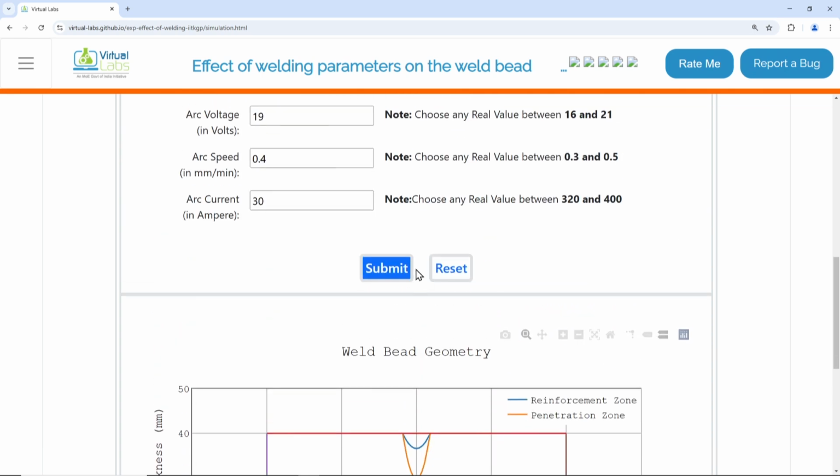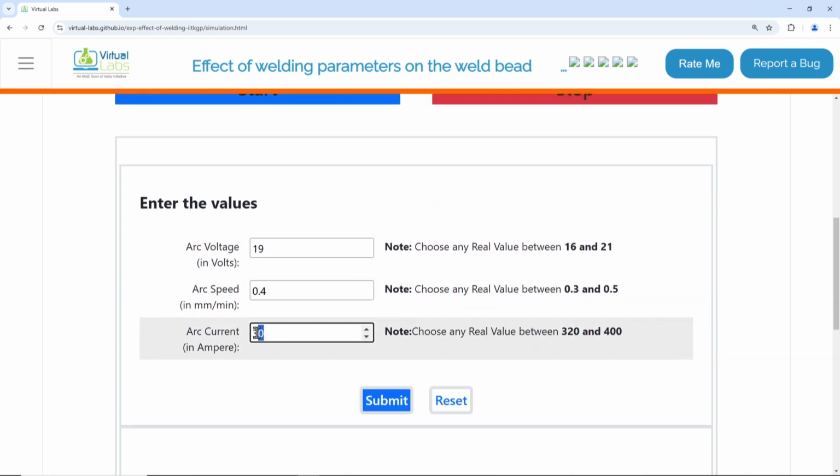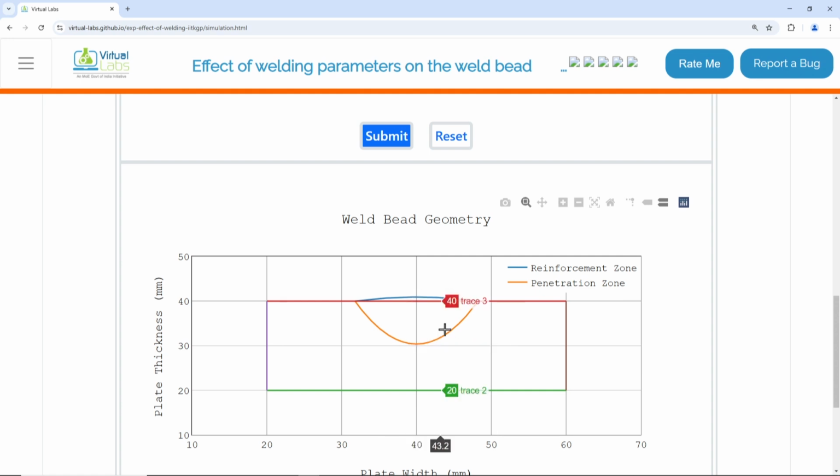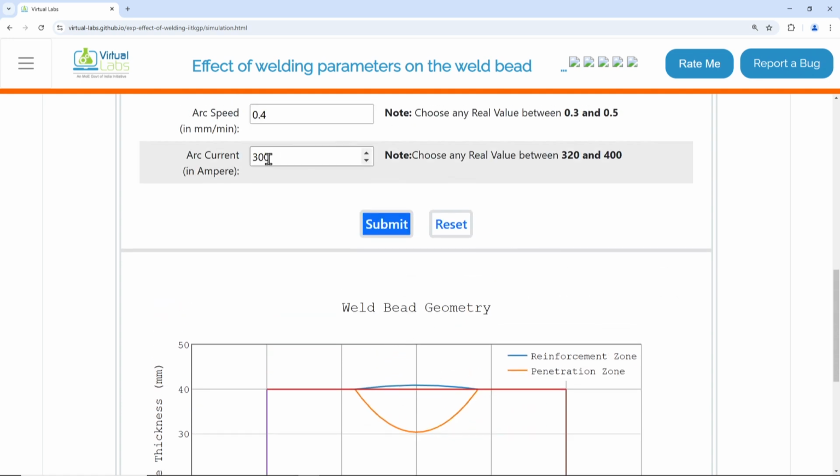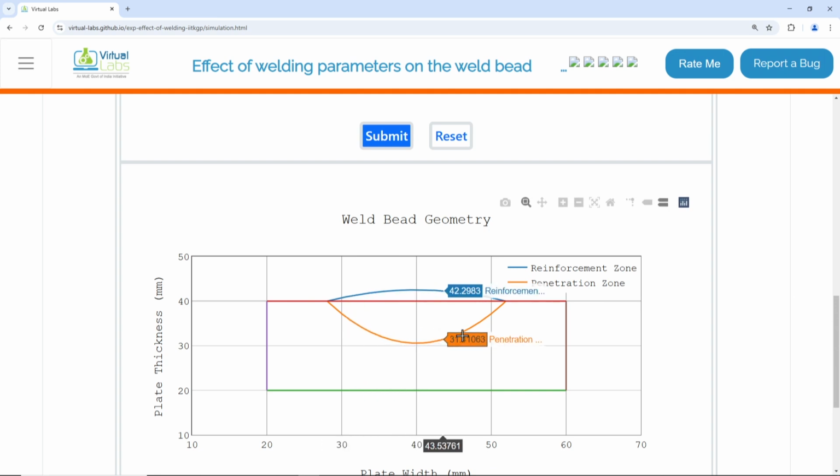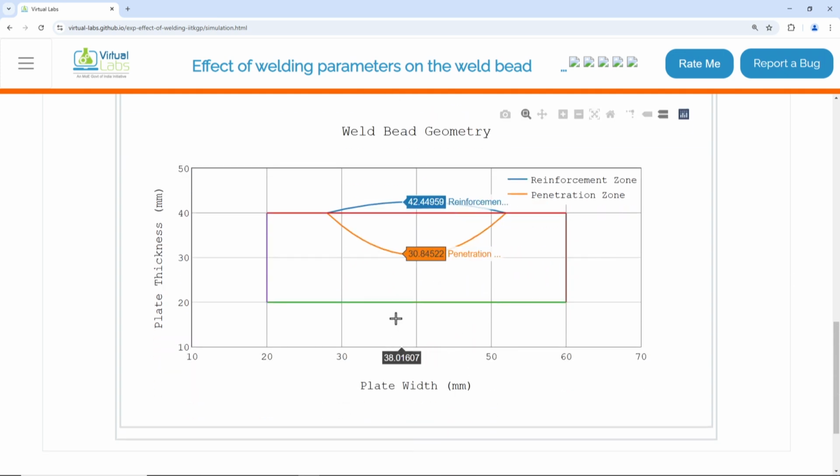Now if I change the parameters, for example, if I increase the arc current to 300 and submit, you see, this is how the weld bead is generated. Bigger bead has come. If I put this value as 400, increasing the current, submit, you can see the larger bead is generated. It is showing exact dimensions here.